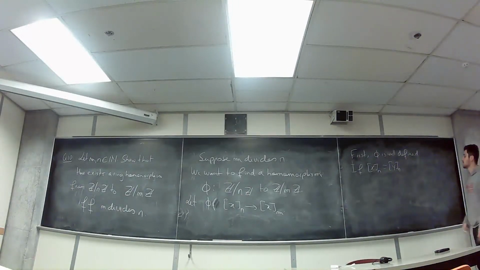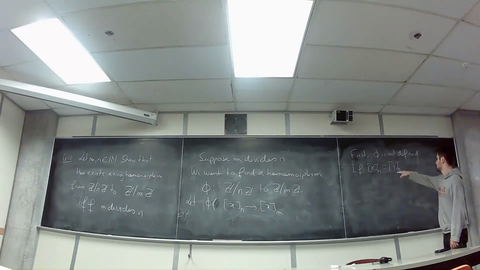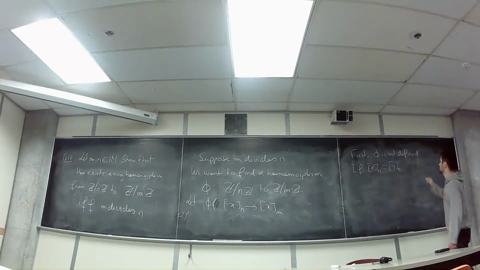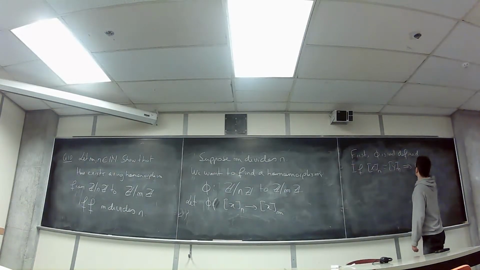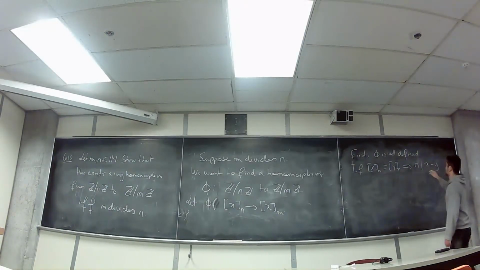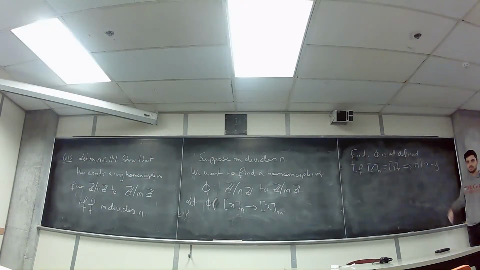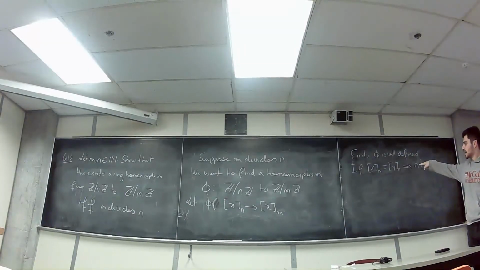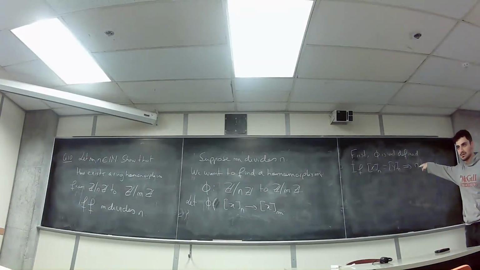So if the equivalence class of X mod n is equal to the equivalence class of Y mod n, what can I say? This implies that n divides x minus y, right? Agree? Now I want to conclude that the equivalence class of x mod m is equal to the equivalence class of y mod m. Can I say that m divides x minus y? Because m divides n.